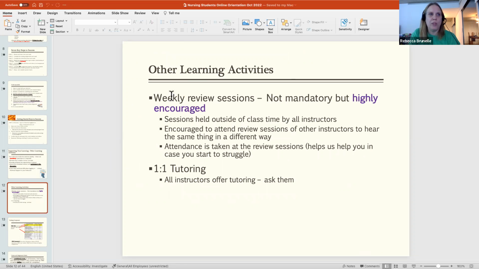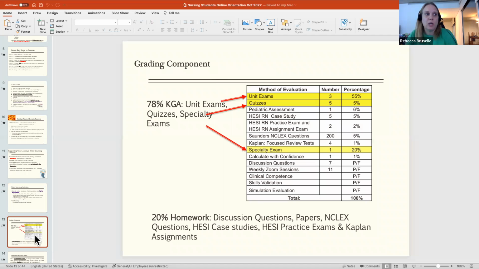So it says weekly review sessions. I do not have weekly review sessions. I have class once a week. But if you want to meet with me, I'm happy to review any information that you want to go over.